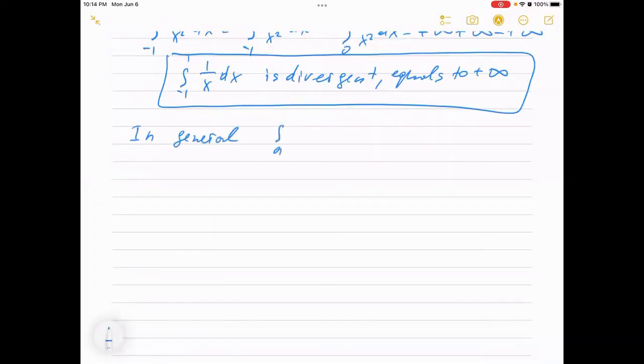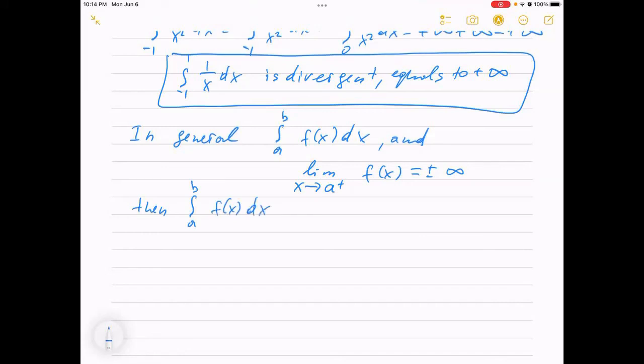Generally, if we have the integral from a to b of f of x dx, and the limit of f of x as x approaches a from the right is ±infinity, then the integral from a to b of f of x dx is going to be equal to the limit as h approaches a from the right of the integral from h to b of f of x dx.